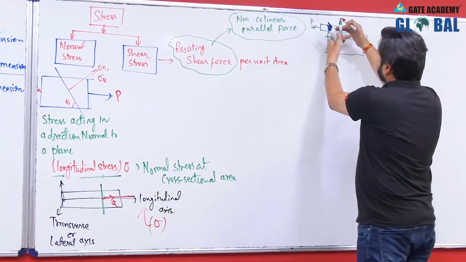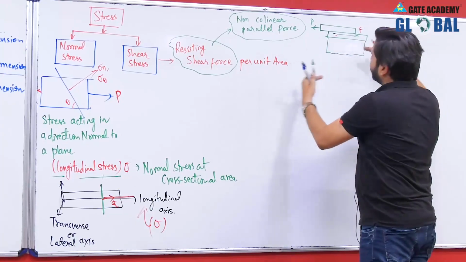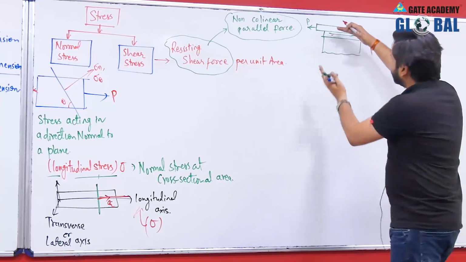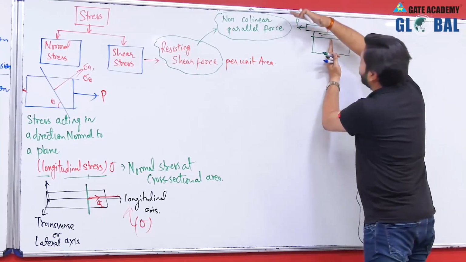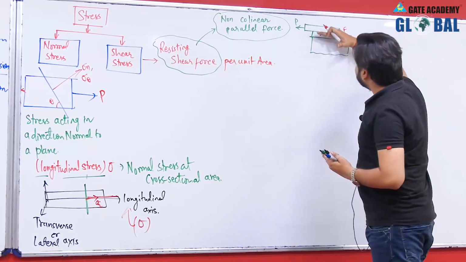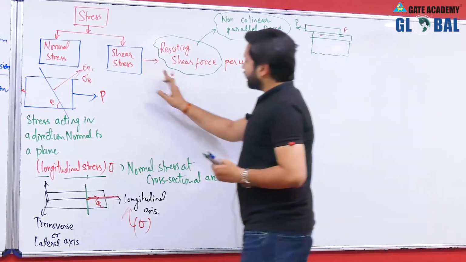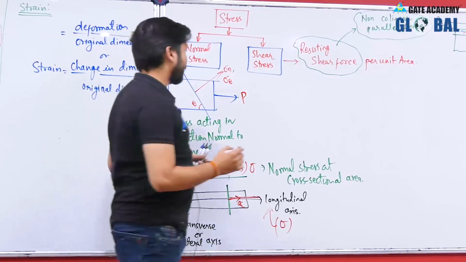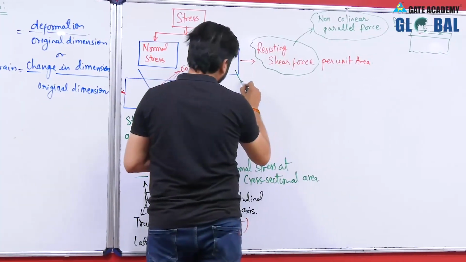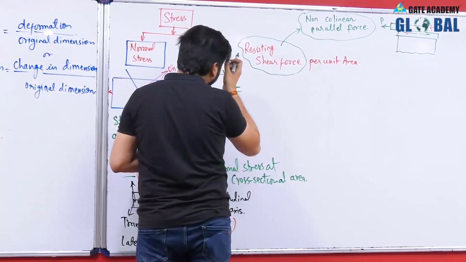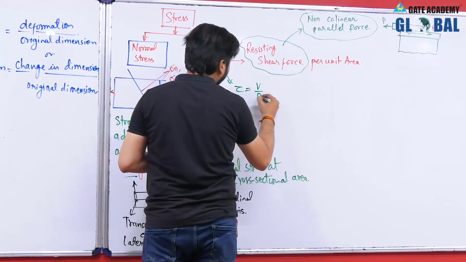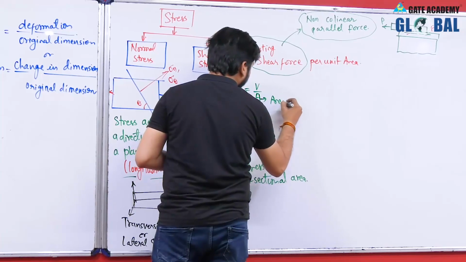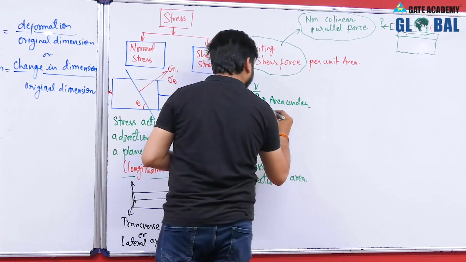As there is relative motion between the planes parallel to each other, there will be a shearing action, that means this particular plane will try to separate from the adjacent plane. So, resisting shear force per unit area is shear stress. Shear stress is represented by tau. So, tau will be equal to V by A. V is the shear force, A is the area under shear.